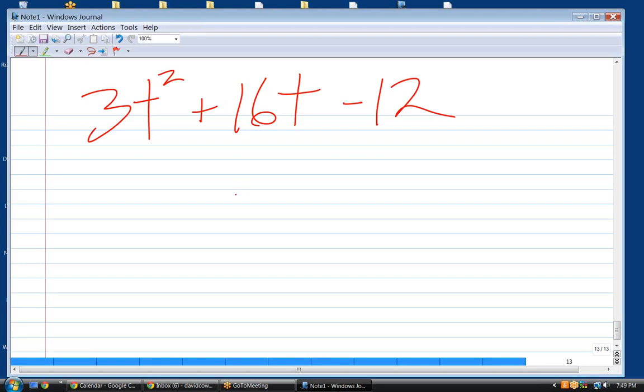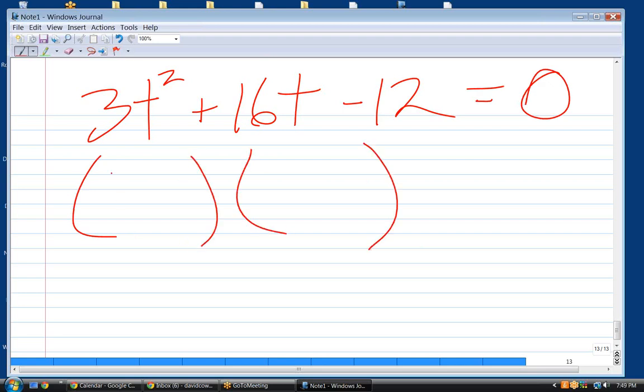Okay, no greatest common factors? Nope. Well, let's see if it factors. It would be 3t, and then times t. So then it would be plus minus, or yeah, plus minus. We know the signs are opposite.